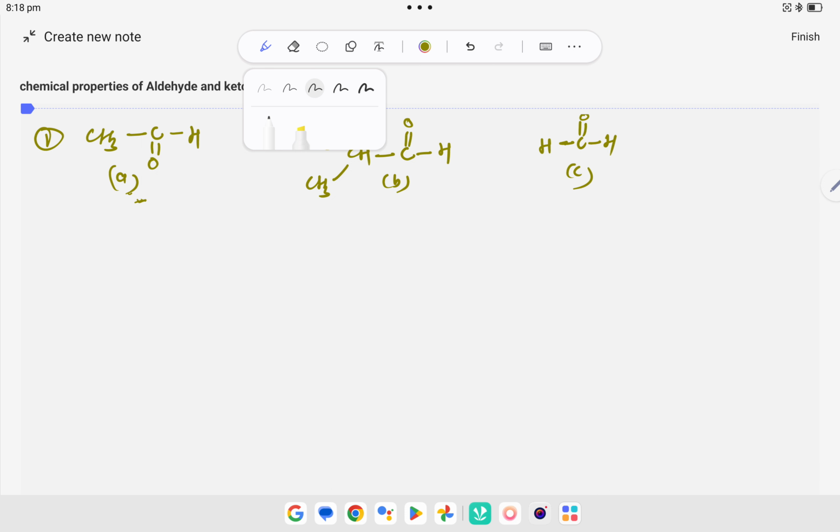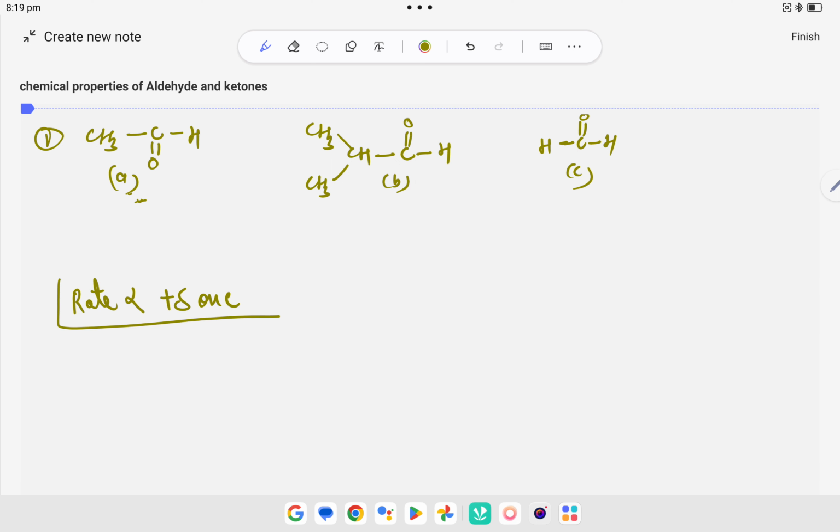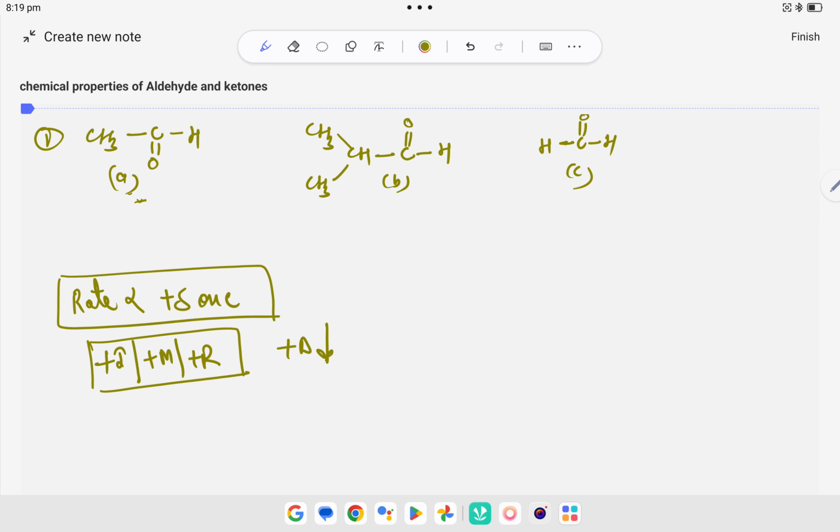Order of reactivity, if we are talking, then what happened? See children, one thing you have to remember: rate of reactivity is directly proportional to positive charge on the carbon atom, and positive charge can be decreased by plus I group, plus M group and plus R group. If these groups are present, then positive charge on the carbon atom decreases and rate also decreases, and in between plus R and plus I, plus R decreases more. So this basic concept you have to follow.